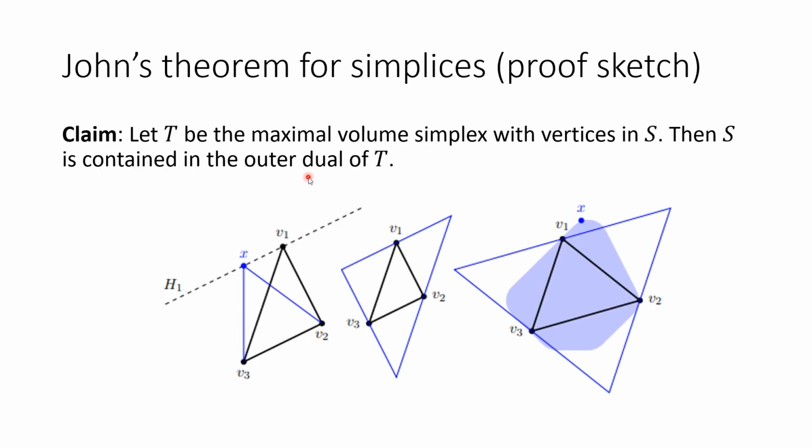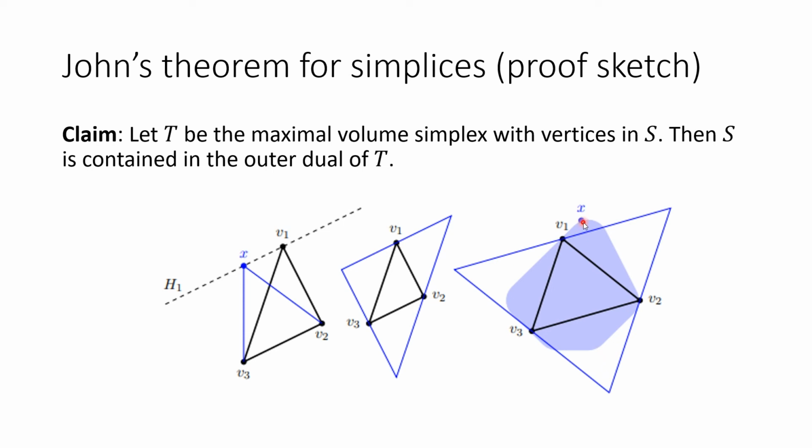So here's the main claim. Let T be the maximum volume simplex with vertices in S. Then S is contained in the outer dual of T. And there's a quick proof by picture here. Imagine this simplex here is the maximal volume simplex. This blue simplex is its outer dual. And assume there's a point in S which is not contained in the outer dual of T.